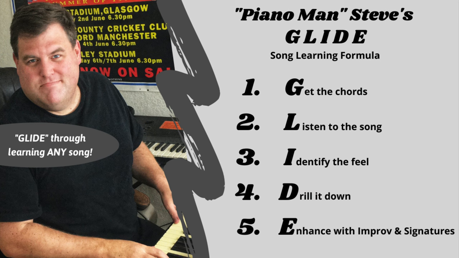So we want to drill it down, get it on autopilot. And then finally, the fifth step is E, enhance with simple improv and signatures, which means you can use easy improvisation techniques based on the chords that you're already playing. And then you can add in more specific and precise signature lines that are identified with the tune if you know them. And that's where you might be able to use some written notes, but there's a lot of other sources for signature lines as well. So we'll talk about that as we get closer.